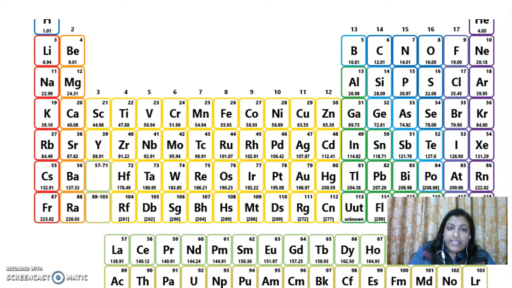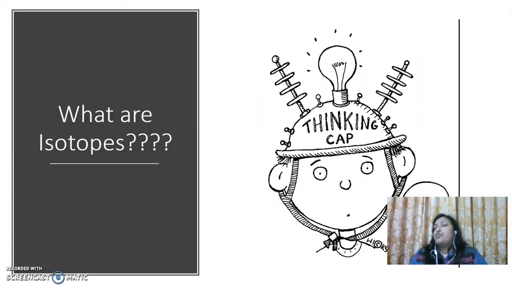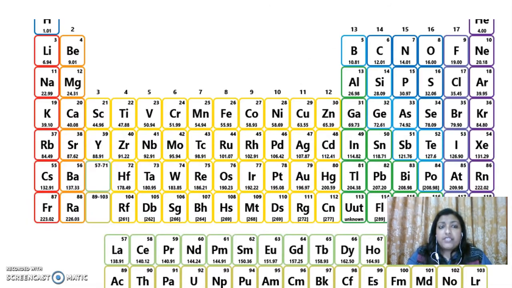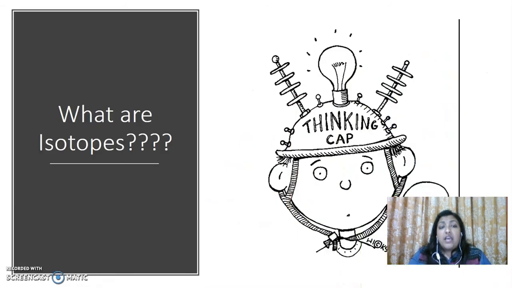So moving ahead, what are isotopes? Now this word is often quite confusing when we use it in chemistry. We always think about how these exist in nature, or as you saw in the periodic table, these are naturally occurring elements in nature, and how the isotopes would be generated. So let me give you some examples which will make it easier for you.